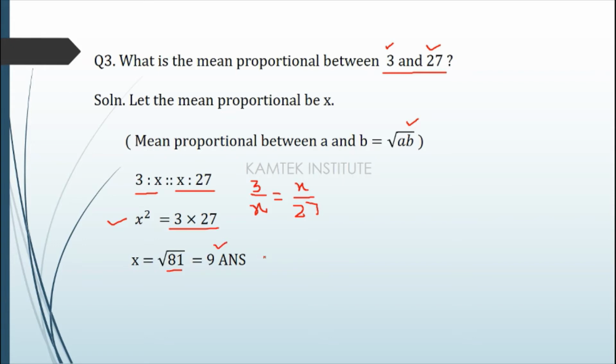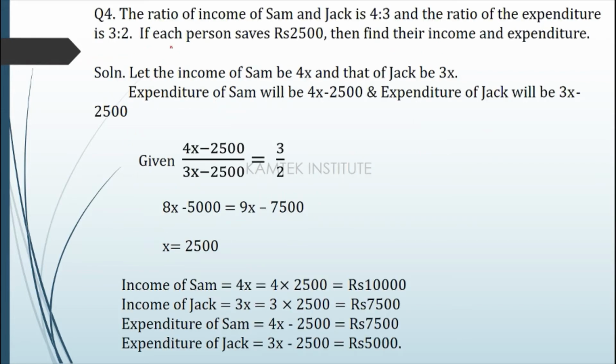Okay, so the mean proportion between 3 and 27 is 9, and that is the answer we're looking for. So these are the two ways. You can either go by this formula directly or you can go by this way also. Okay, right? Now we come to question number 4.